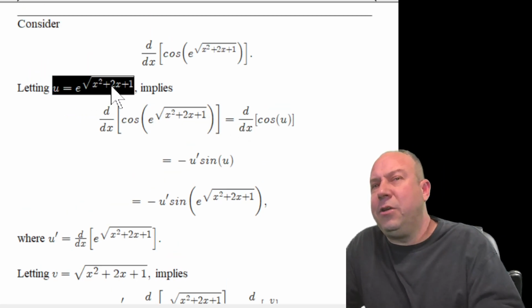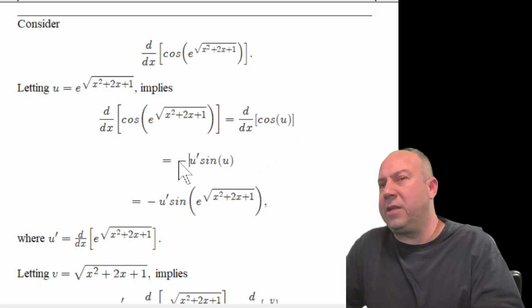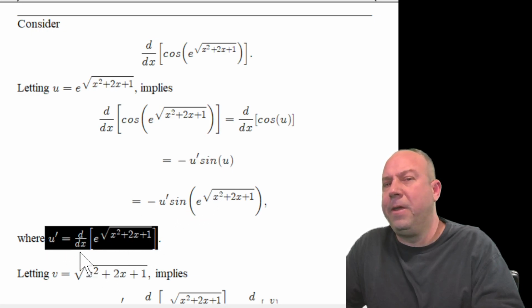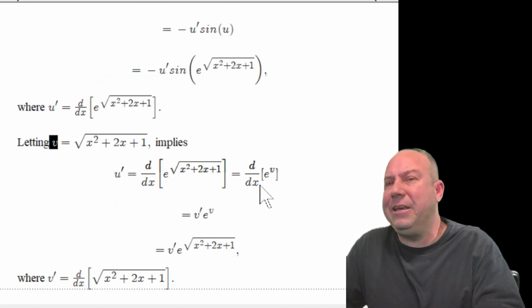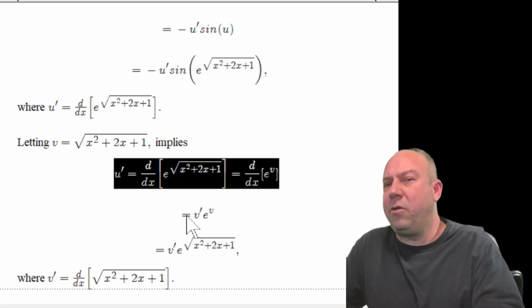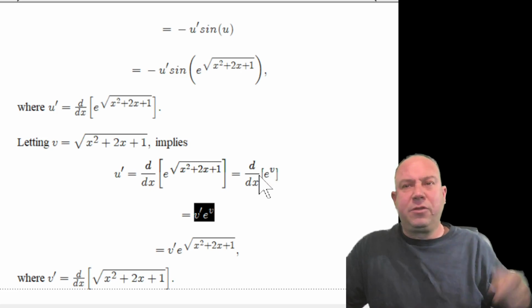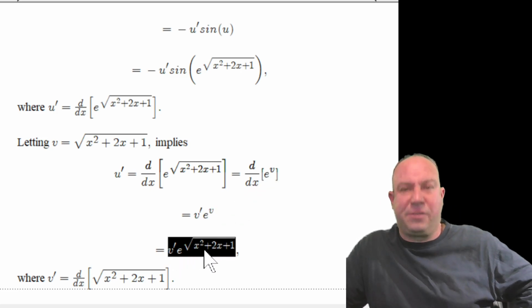Here we declared u as this, so we end up with the derivative with respect to x for the cosine of u, where we know that's negative u prime sine u. And we're left with finding u prime, this derivative here, where we declare that radical as another variable v, which leaves us with e to the v as our derivative, which we know from above is v prime e to the v. Here's where we're using those results from above to quickly be able to say this is v prime e to the square root of x squared plus 2x plus 1.